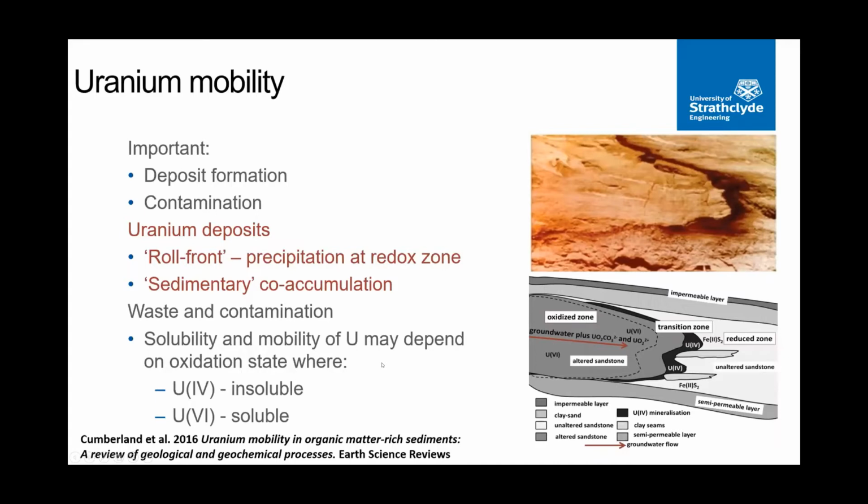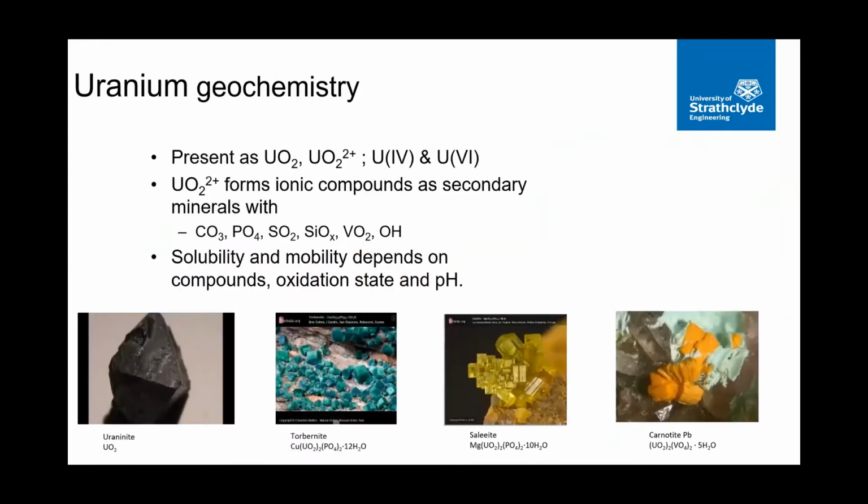We're also interested in waste. The other type of deposit is a sedimentary type of deposit where uranium is co-accumulated as the sediments form and fall down. And we'll go into more detail on solubility and mobility, but it will depend on your U6 and U4 oxidation states. So uranium-4 comes from something like weathering of granitic rocks, and once that's been oxidized, uranium-6 is then mobile through the environment, or is static and can form secondary minerals.